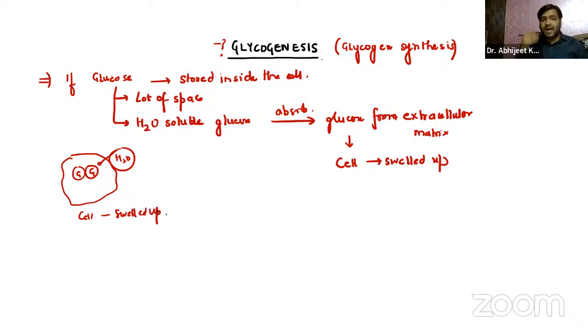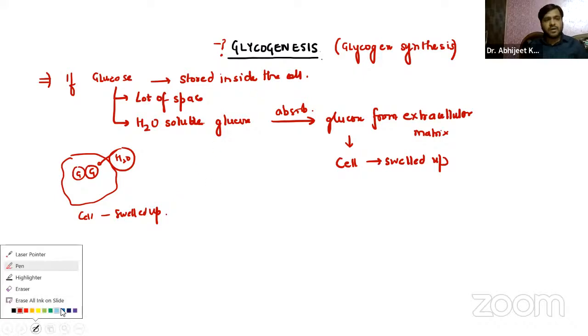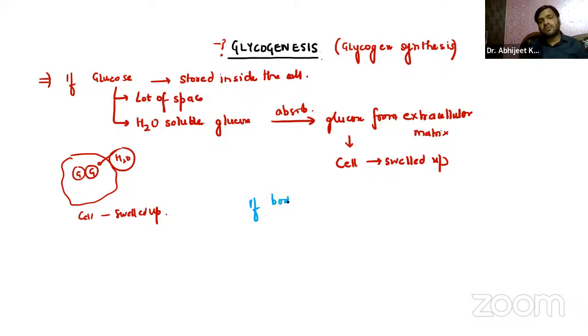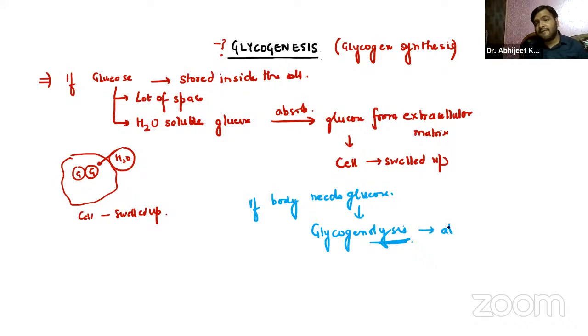Right? Now, again, why glycogenesis is okay. Now, if the body needs glucose, the glycogen breaks down very, very fast at branching points, right? So glycogenolysis will take place. Now this glycogenolysis occurs fast at the branching points. Glycogen is a branched polymer. It starts breaking down quickly at the branching points, right?